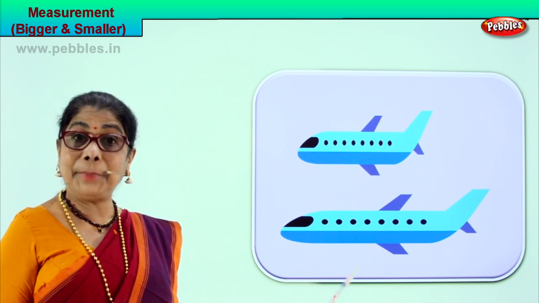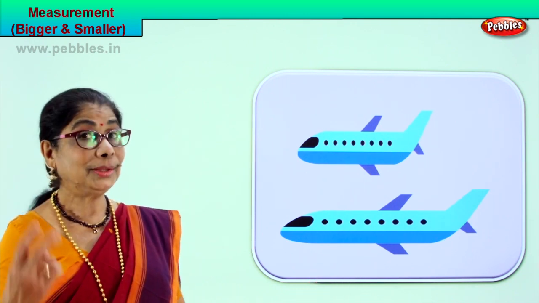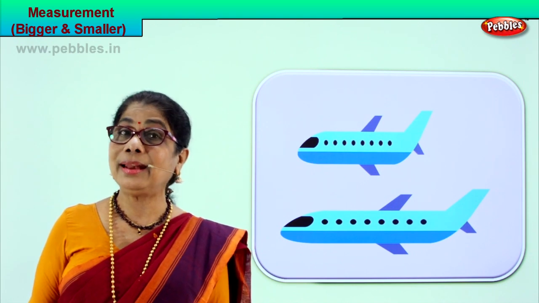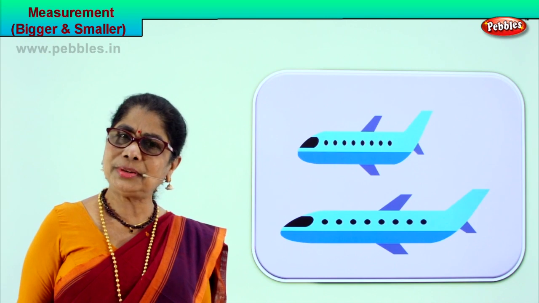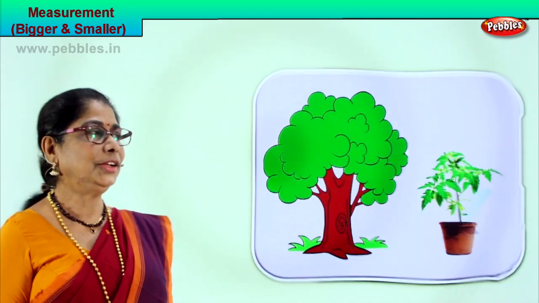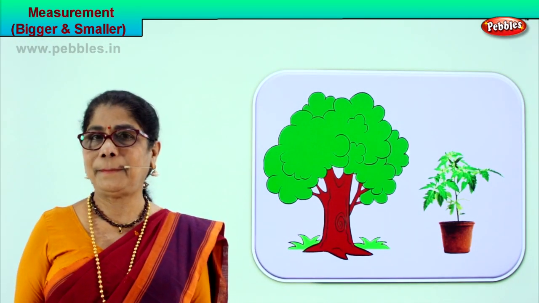We are learning bigger, smaller. Two measurements we are learning, comparing the same item. Shall we look at another picture? Good. Look what we have here.